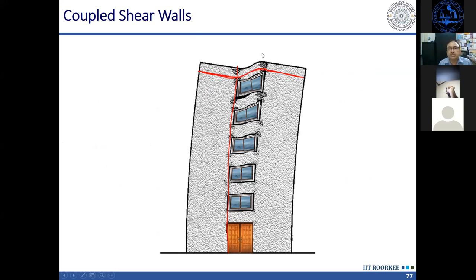And this coupling beam is going to get damaged. You can see these coupling beams will be subjected to very large shear force and bending moment. These can be damaged to such an extent that the concrete inside will get crushed.